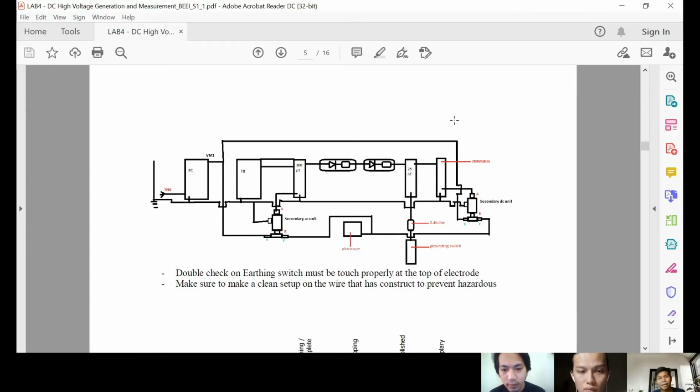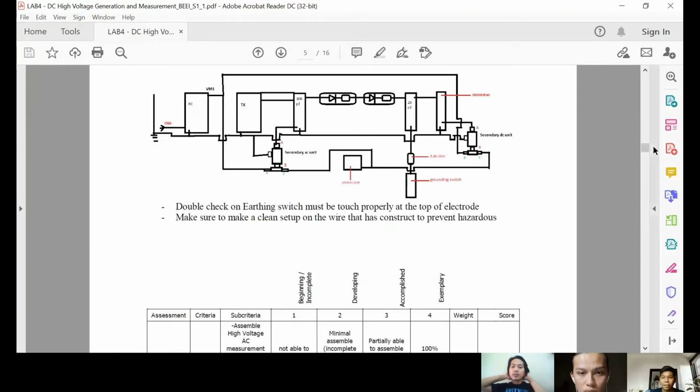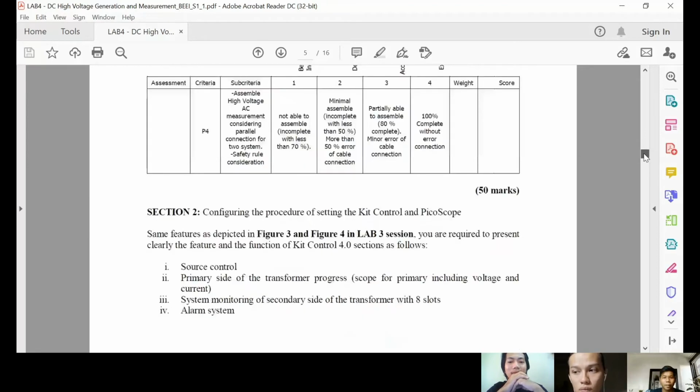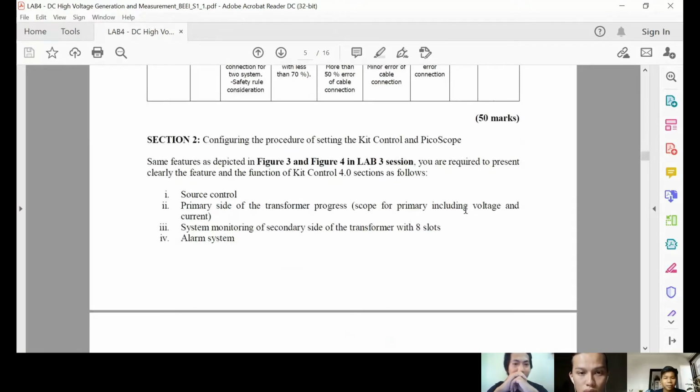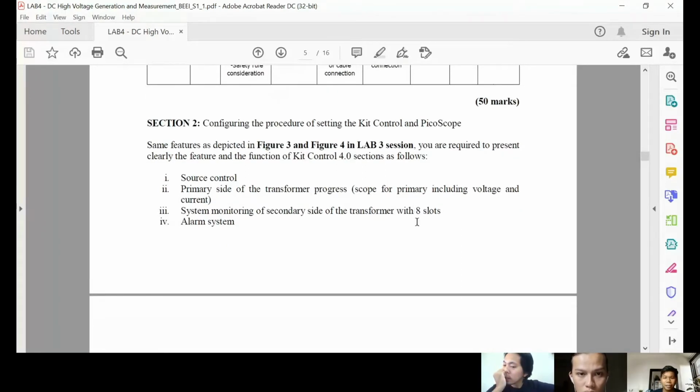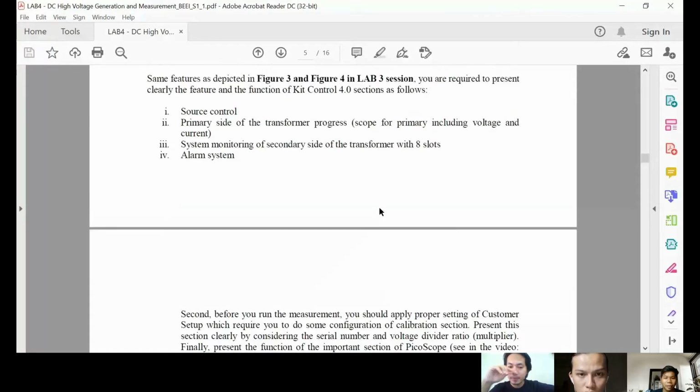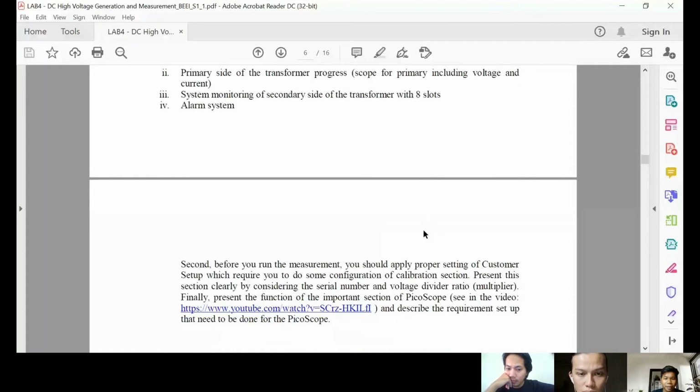Assalamualaikum, I'm Ashraf. I will be presenting section 2 of this experiment. Section 2 involves configuring the procedure for setting the kit control and picoscope, which is the same procedure as the lab 3 session. I will explain figure 3 and figure 4 to set up the hardware.